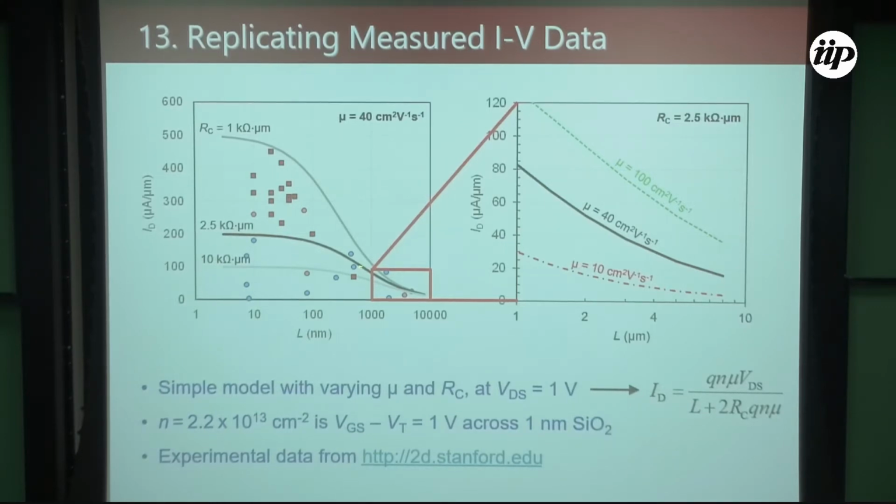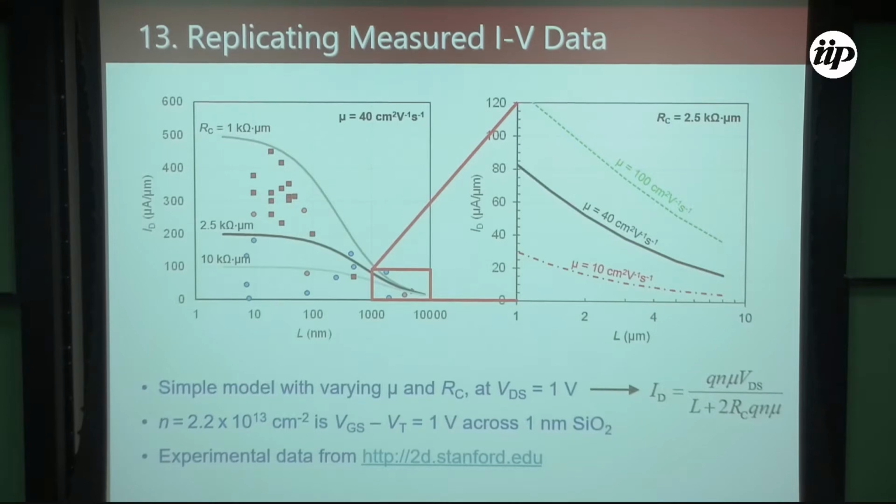And then I'm zooming in. Okay, you can say, fine, this is really difficult. It's really messy. Forget about it. But I think everybody can make devices between 1 micron and 10 microns, just using Scotch tape and optical lithography. And this is what the current should look like. If I pick the middle curve with 2.5 kilo-ohm-micron contacts, if you have mobility of 100, of 40, of 10, you should be getting current levels of whatever this is, 20, 80, or 120 microamps per micron of width.